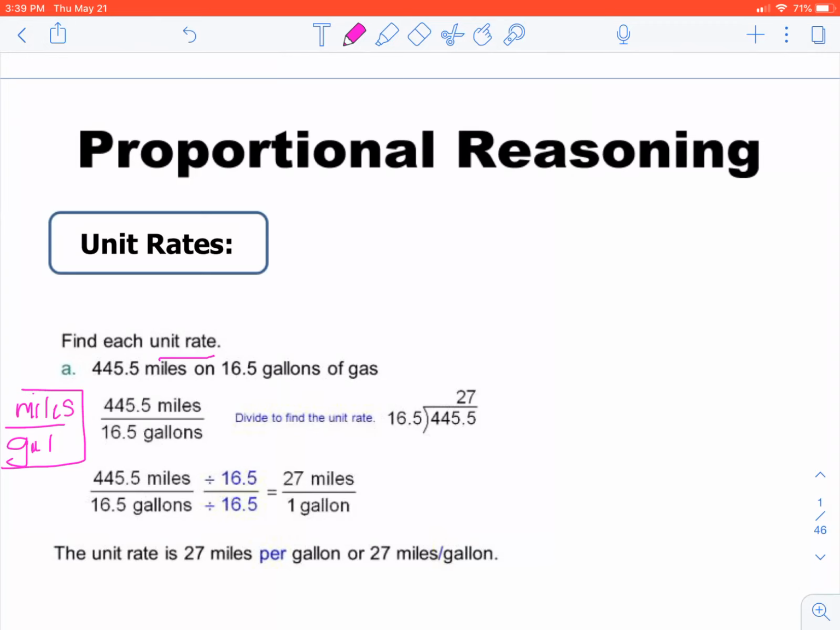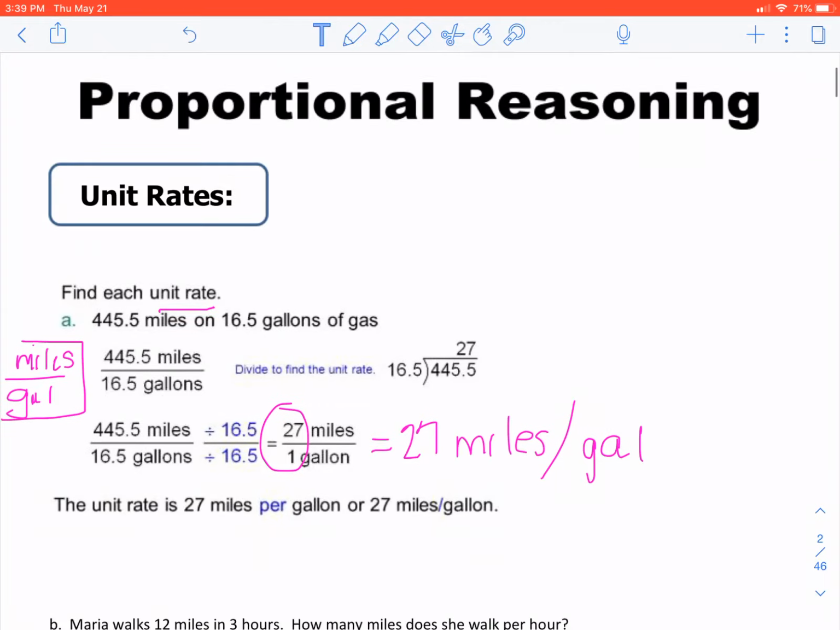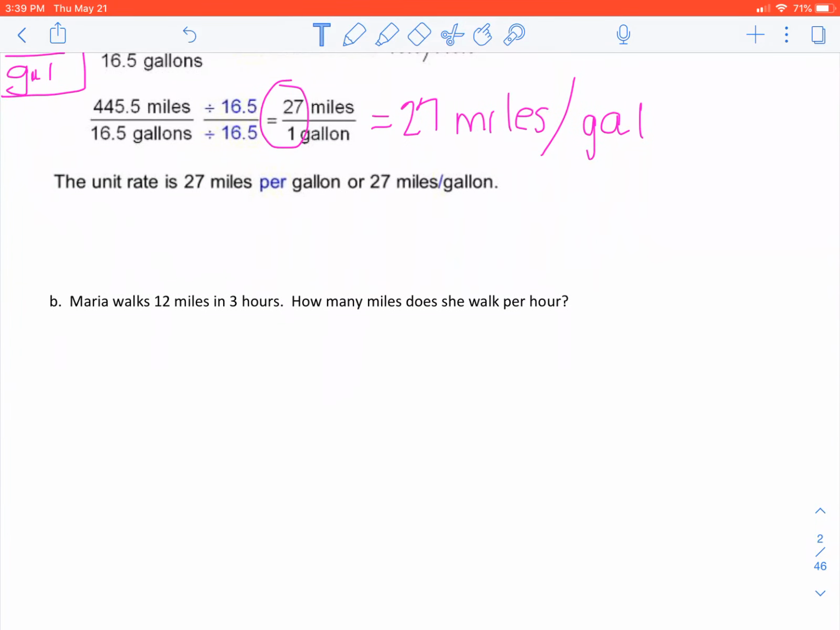Now they did the division by hand, but you can do that in the calculator. Just divide 445.5 divided by 16.5. It will give you the 27 miles for 1 gallon. You can also write that as 27 miles per gallon. You can write it like that as well. All right, so let's do the next one.